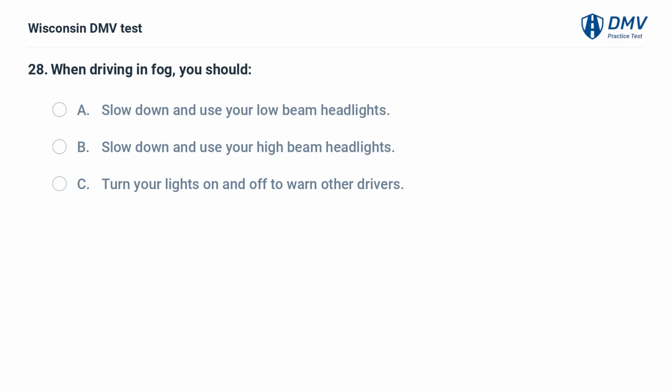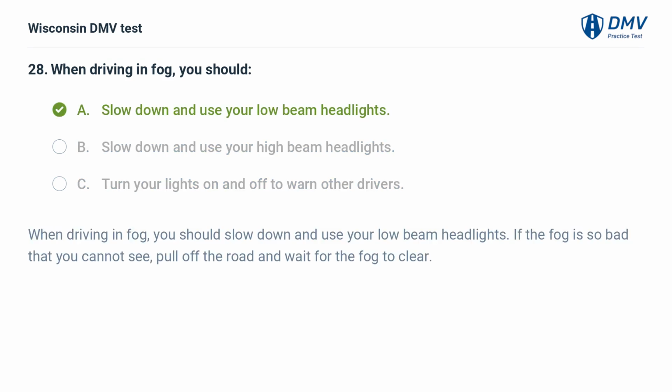When driving in fog, you should A. Slow down and use your low beam headlights. B. Slow down and use your high beam headlights. C. Turn your lights on and off to warn other drivers. A. Slow down and use your low beam headlights. When driving in fog, you should slow down and use your low beam headlights. If the fog is so bad that you cannot see, pull off the road and wait for the fog to clear.